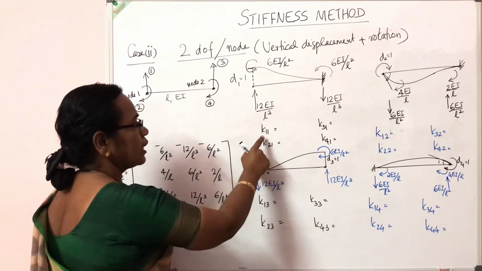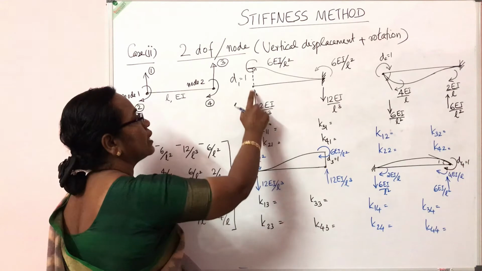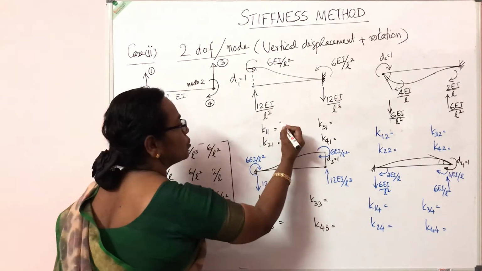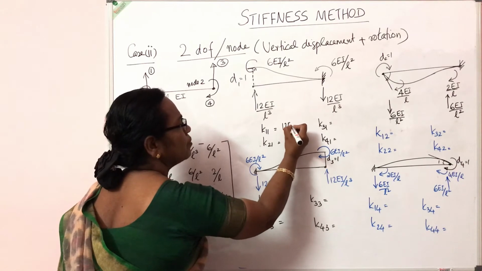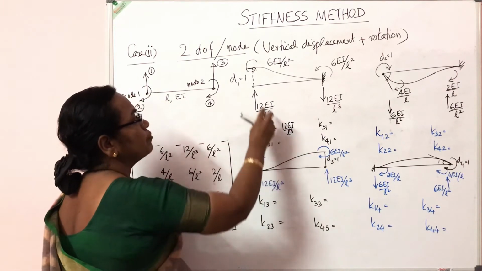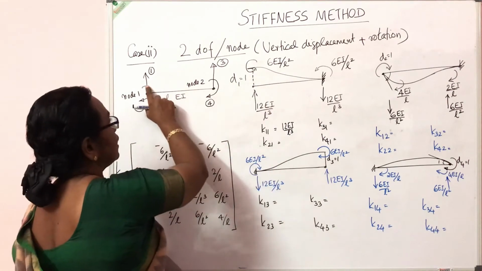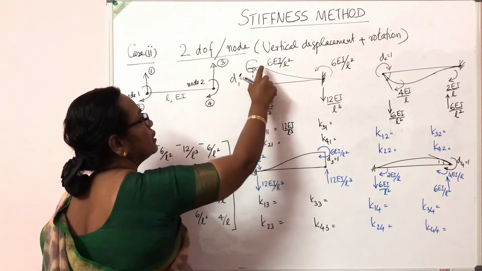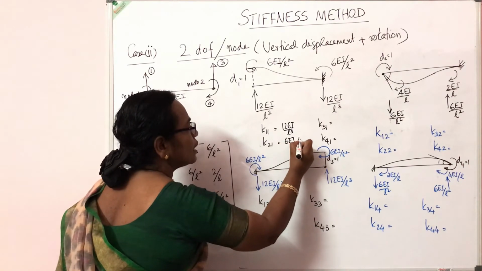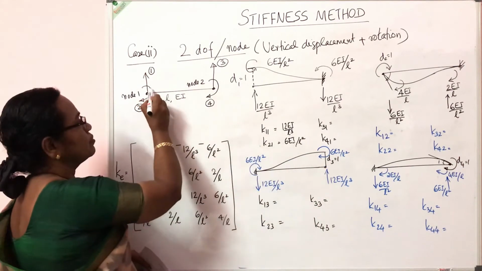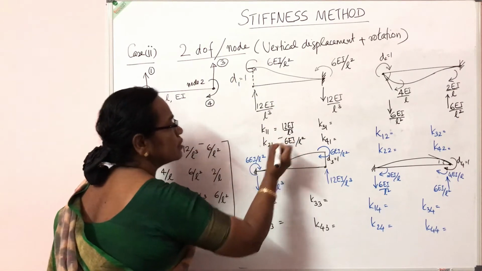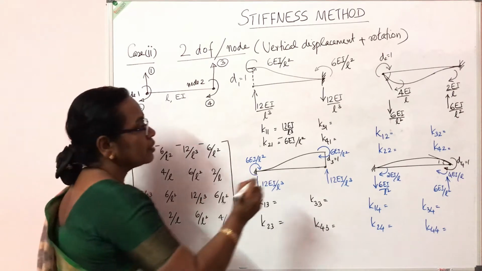So let us write K11, force developed in direction 1. This is direction 1. Force is 12 Ei by L cube. So K11 is 12 Ei by L cube. K21, force developed in direction 2. Direction 2 is the moment. The moment developed here is 6 Ei by L square numerically. Direction 2 is clockwise, but the moment developed is anti-clockwise, hence it is minus.